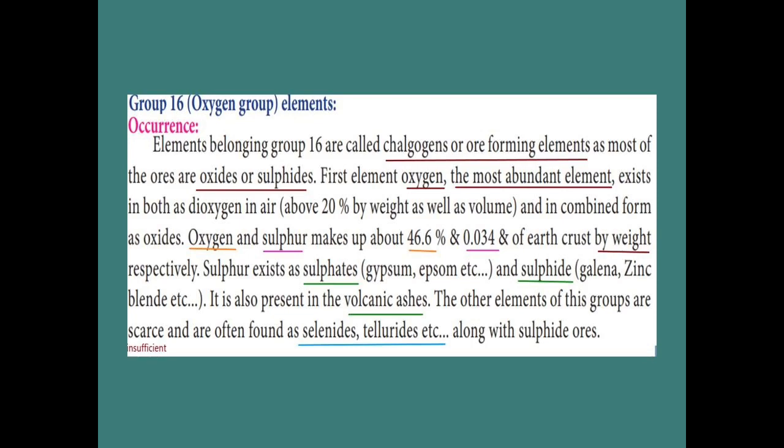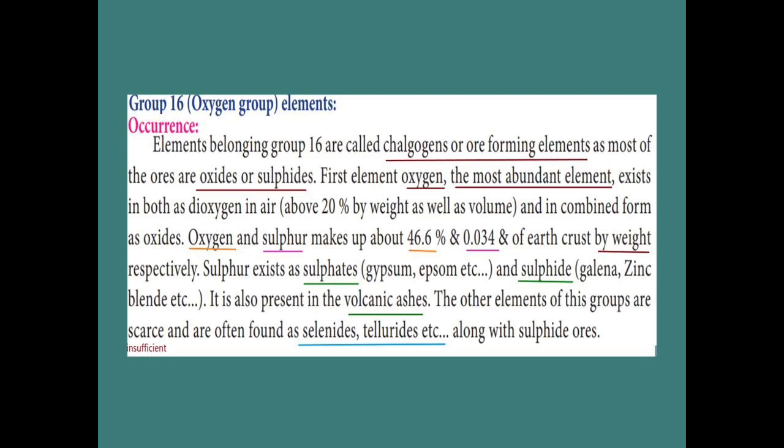We know very well it is the most abundant element. It occurs as dioxygen in air, 20% by volume. In combined form, it occurs as oxide. Oxygen is 46.6% by weight in the earth's crust. Sulfur is 0.034% by weight in the earth's crust.